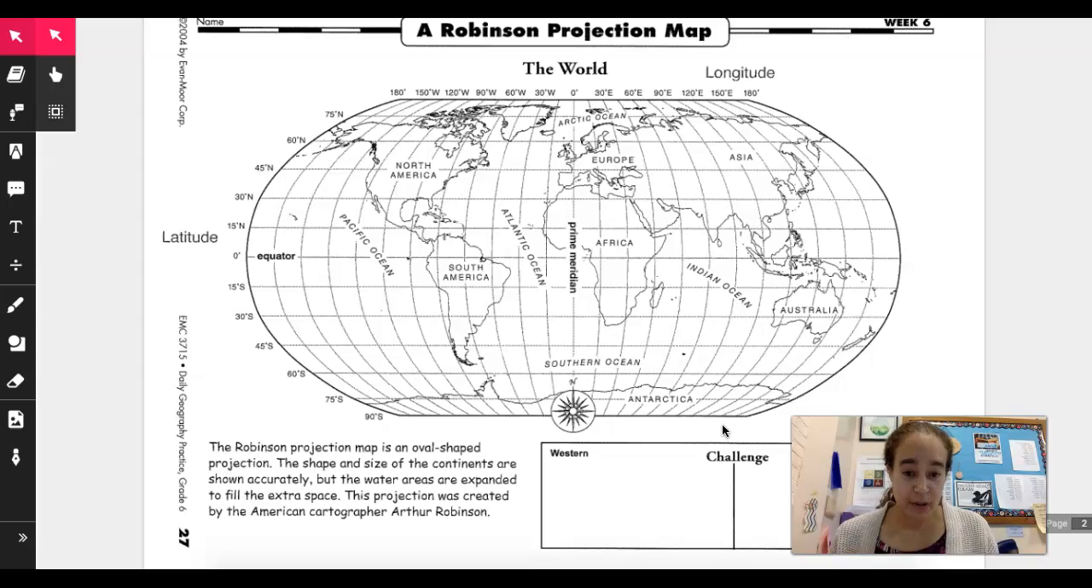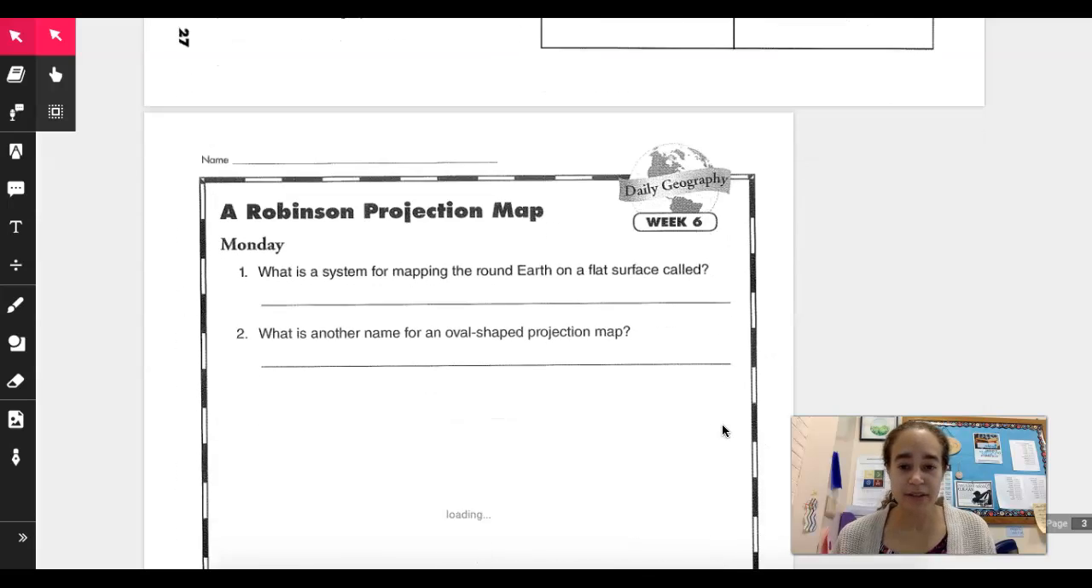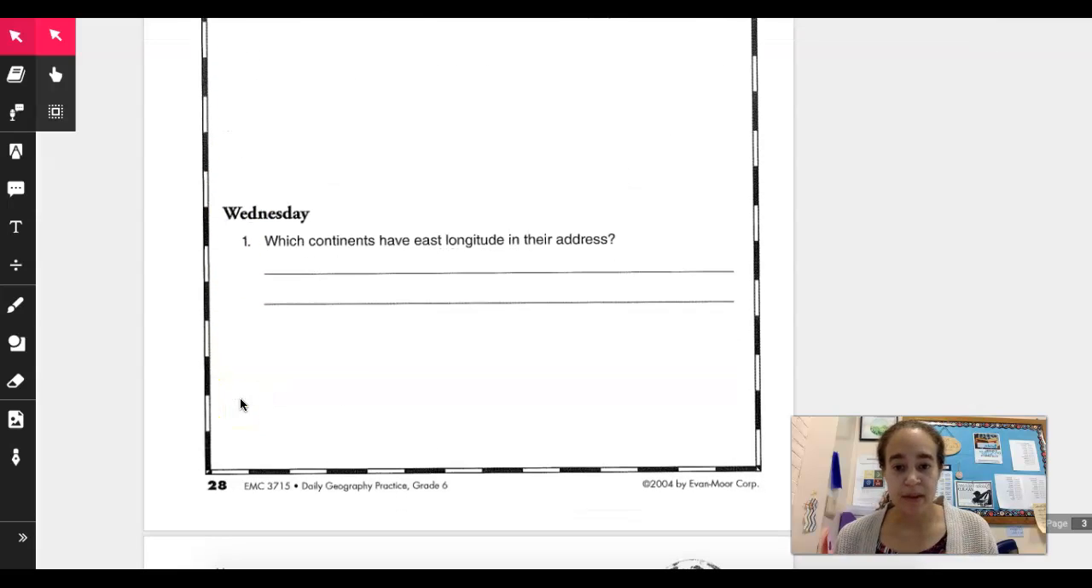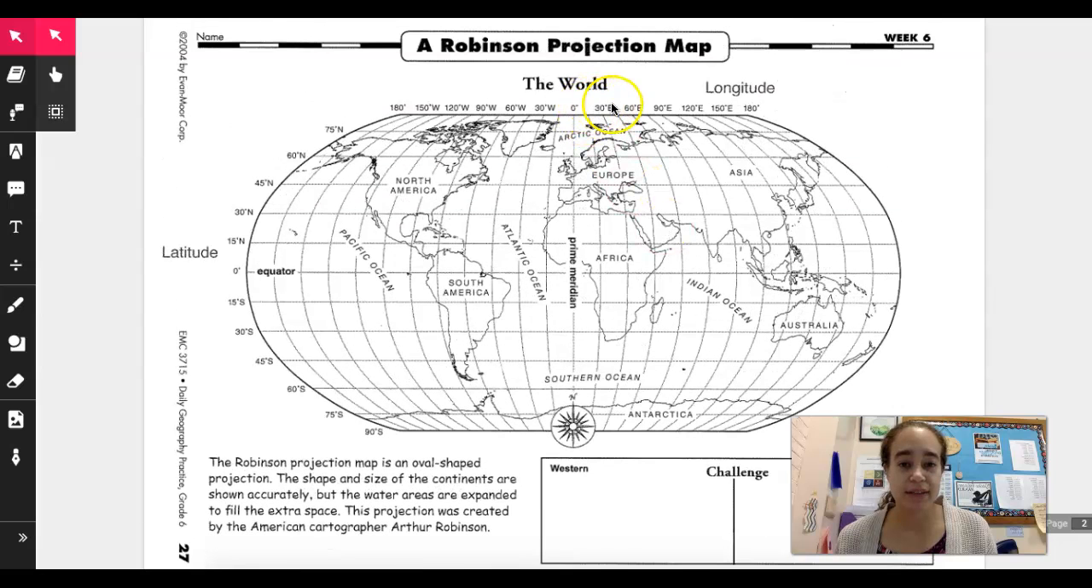You have your continents and oceans that are labeled. You should be familiar with where each of those are already. For your map questions, you'll notice that some of them are taken out. I've made fewer questions this week because the map is a little bit more challenging. The first couple of questions are based on some of the vocabulary of this week. Wednesday's question asks which continents have east longitude in their address. That means which continents have an east line going through it. Which ones are on the eastern hemisphere?